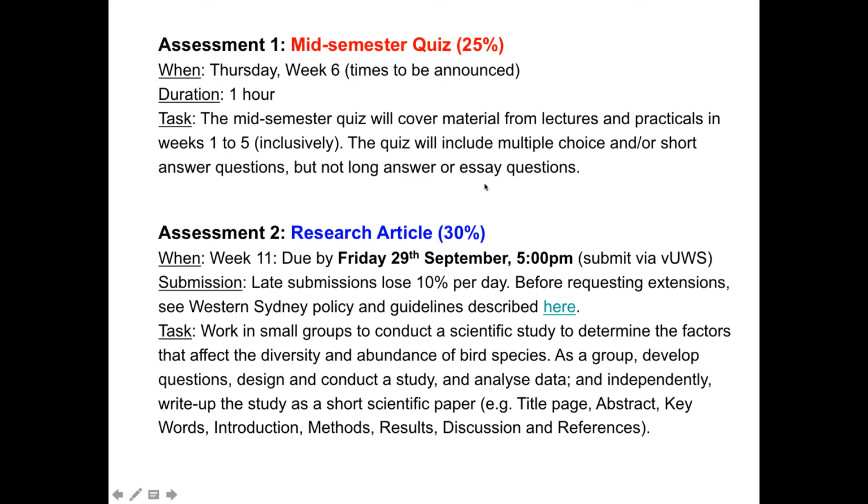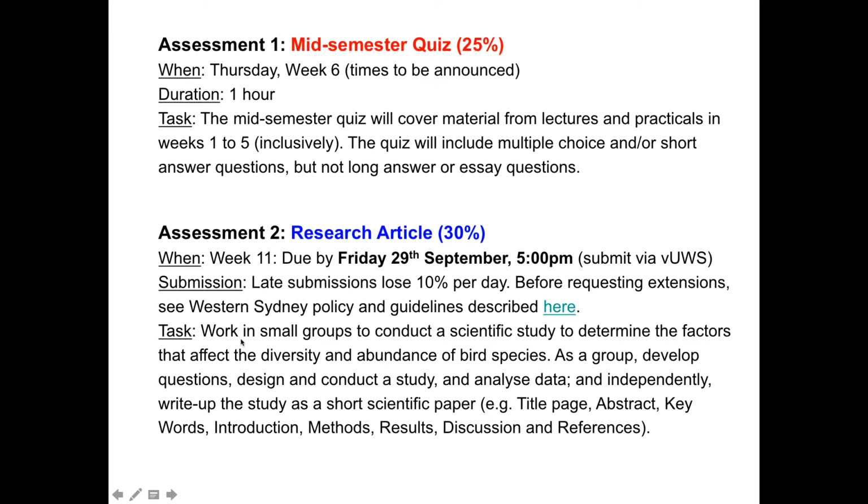The second assessment is a research article. Like I said before, it's worth 30%. It's due in week 11, Friday the 29th of September at 5 p.m. And you submit that via Moodle. Late submissions at this university always accrue a loss of 10% per day as per the university policy.